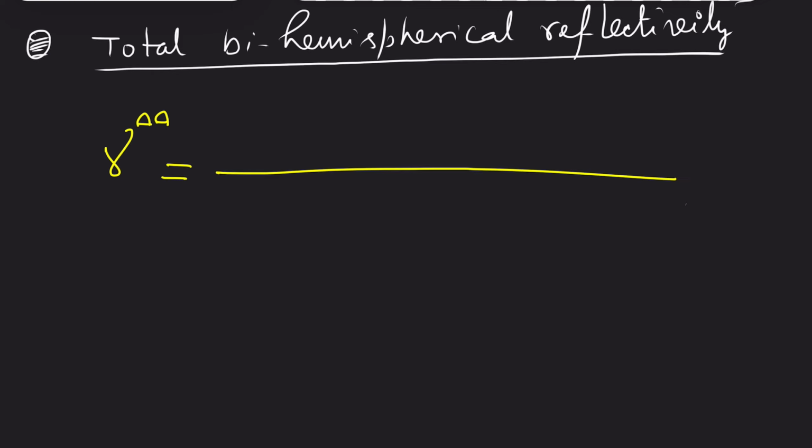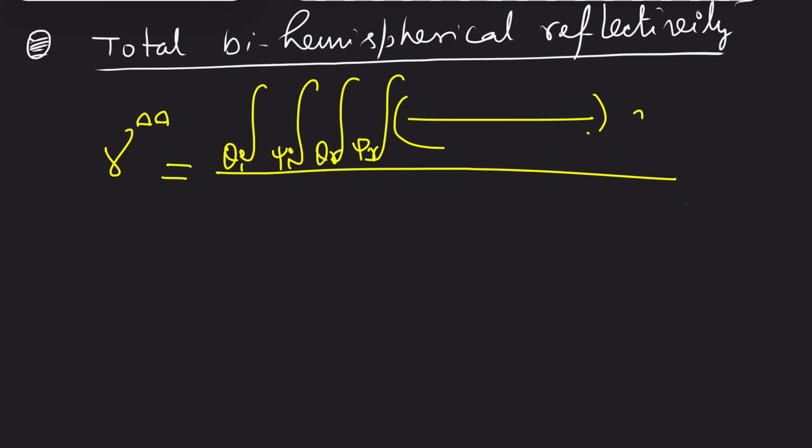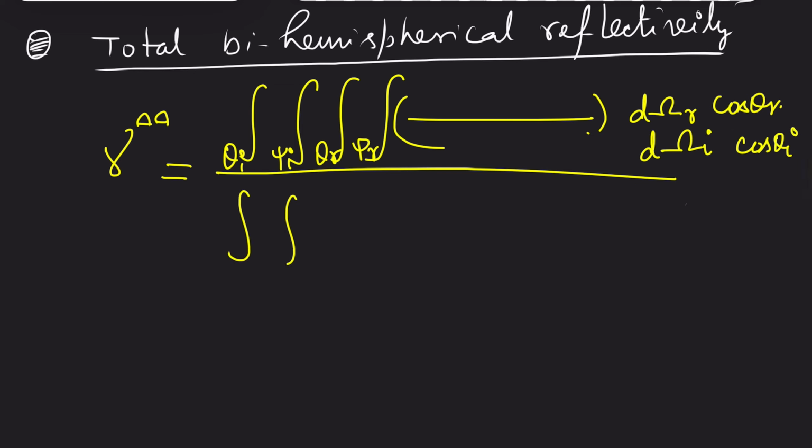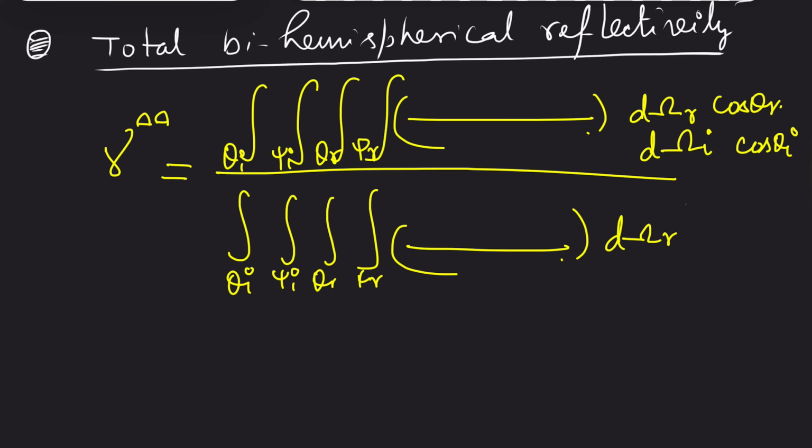Then you can write this as, you have to integrate, there will be four integrals, theta I, psi I, theta r, psi r, and this total thing with respect to d omega r, or sin theta r d psi, into cos theta r, and d omega I into cos theta I. The similar four integrals, theta I, psi I, theta r, psi r, then it will be d omega r cos theta r, d omega I cos theta I. Clear?